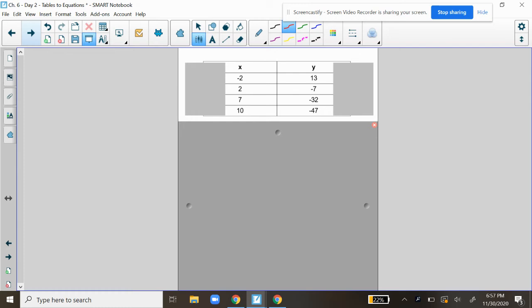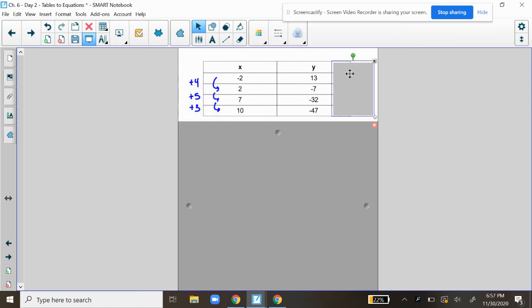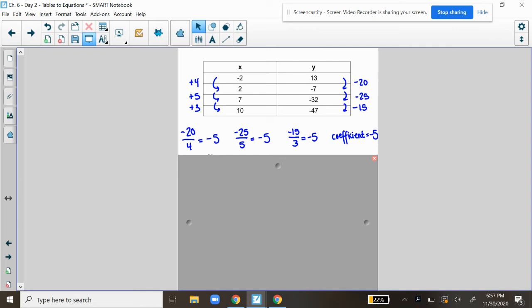All right, try this one, please, on your own. Pause the video. All right, you're back. So hopefully you've annotated. And hopefully, no matter how you did it, you calculated that your coefficient here was negative 5. All right, so now we're going to use that information to figure out our starting value.